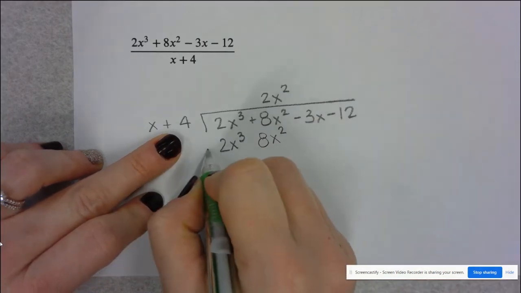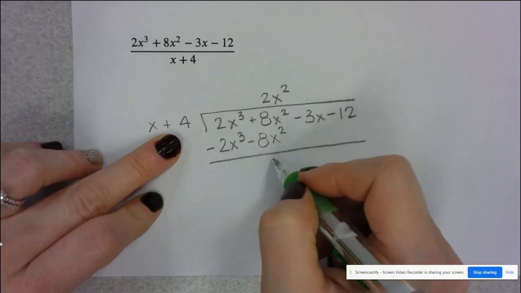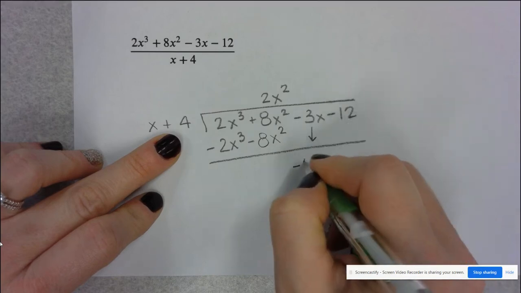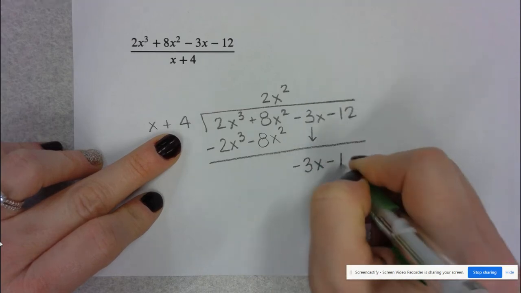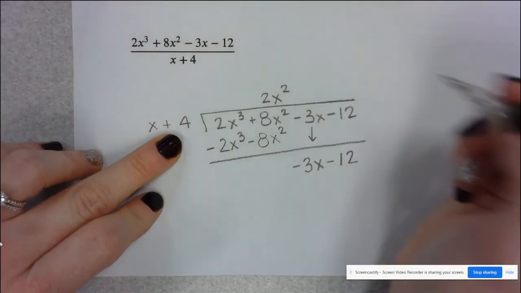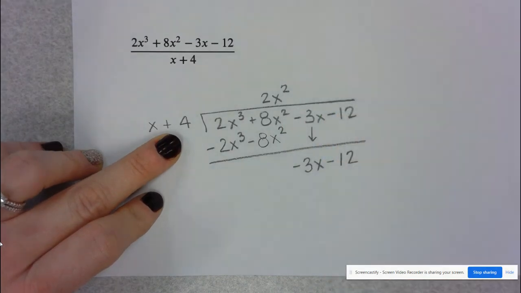Well, now I'm subtracting these. That's going to leave me with 0. So my next term is going to be negative 3x minus 12. So technically, you could put a plus 0 here, but that's not really going to be super beneficial for us in the long run because I'm not going to see a plus 0x in my answer.